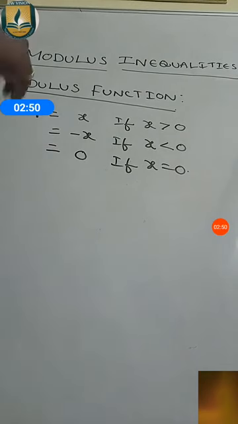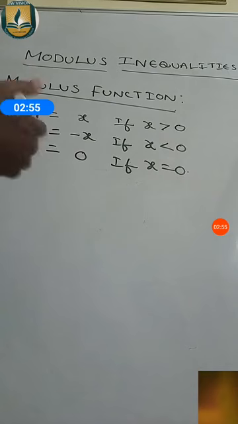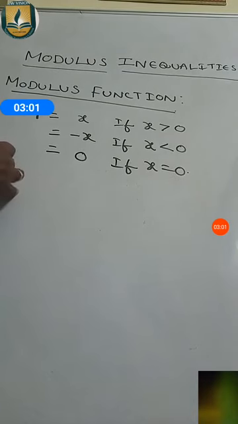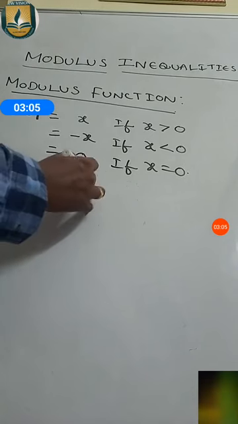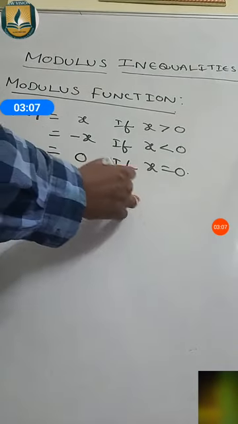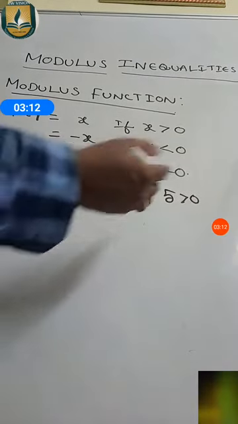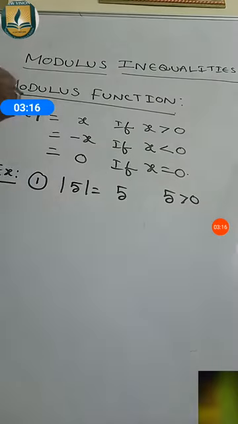Right? Let us understand by some examples of this function, and we will further do problems on these modulus inequalities, my dear students. For example, you take here modulus of 5. This is equal to 5 because 5 is greater than 0. X is 5, that is positive. That's why mod x is equal to x we have got.